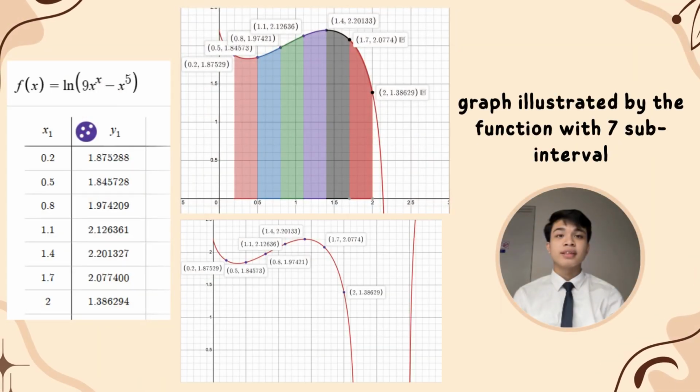This is the graph illustrated by the function with 7 subintervals using decimals. As you can see, the vibrant color is the area under the graph between the limit.